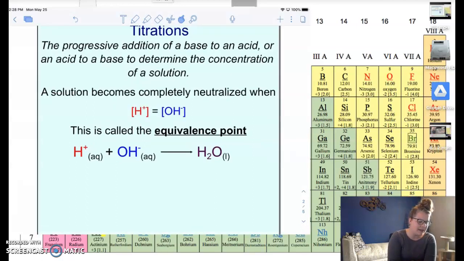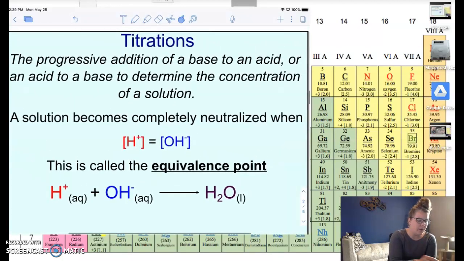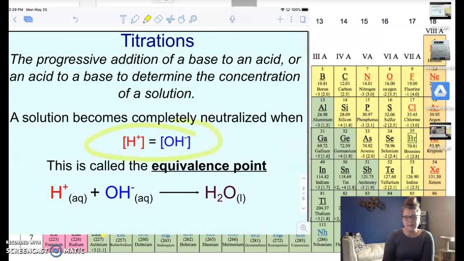And the concept behind it is basically this. As we know, when the hydrogen ions and the hydroxide ions are equivalent, we know that it is neutral. That is what we call the equivalence point. So when you've got the same amount of hydrogen ions and the same amount of hydroxide ions, they can all nicely match up with one another to form water. We know that water is neutral and has a pH of 7.